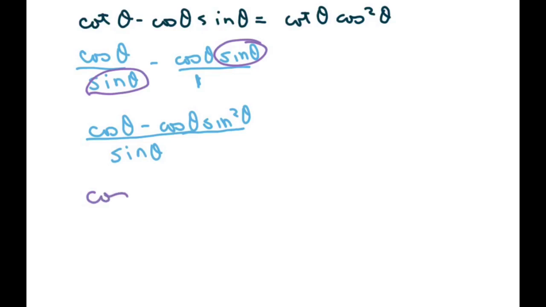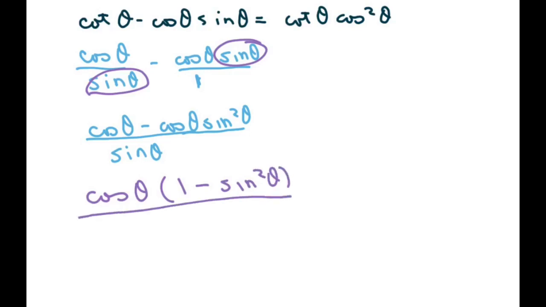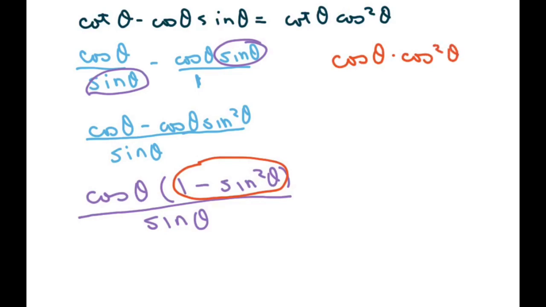I'm going to factor out a cosine of theta and get 1 minus sine squared of theta over sine theta. This right here equals cosine squared from previous videos. So we have cosine of theta times cosine squared of theta over sine.